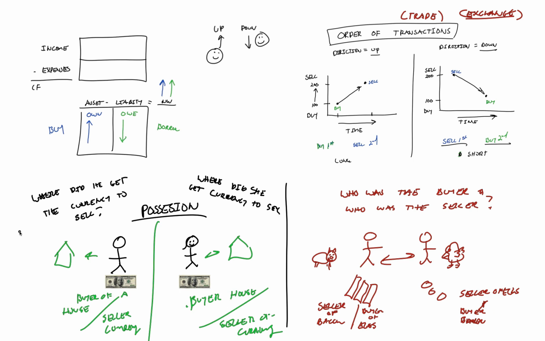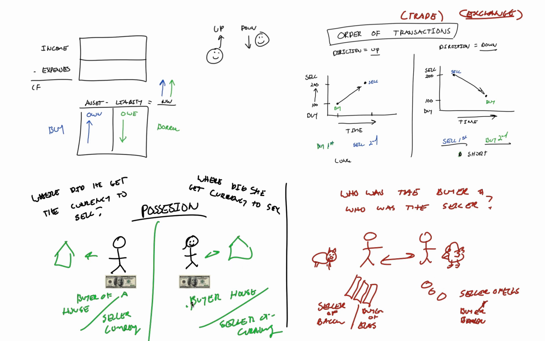So let's review. We've talked about a lot here. We've said, look, we're looking at the order of transactions, when you sell and when you buy. We said, well, slow down. What does buying and selling really mean? Well, you're selling something you're getting rid of, and you're buying something you're gaining. So here they're getting rid of currency and they're gaining a home, both of them.